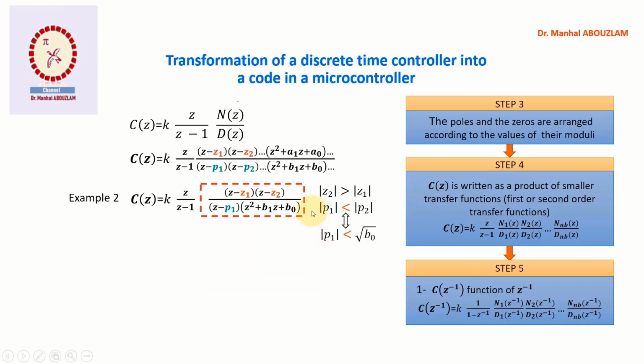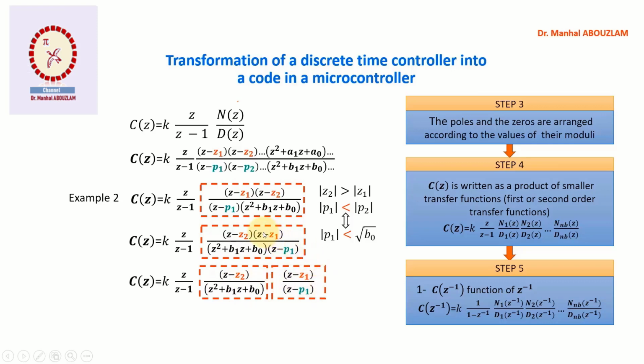Okay, now for the same example, I will suppose for the denominator, the modulus of P1 is less than the modulus of P2. So I will put first this polynomial of degree 2. Why? Because the modulus of P2 is higher than the modulus of P1. Now we will break down this part into smaller transfer functions. So I take this polynomial over this polynomial and I obtain this block, and for the other block I have this polynomial over this polynomial. Okay, then we write our controller as a function of z power negative 1 as we did before.